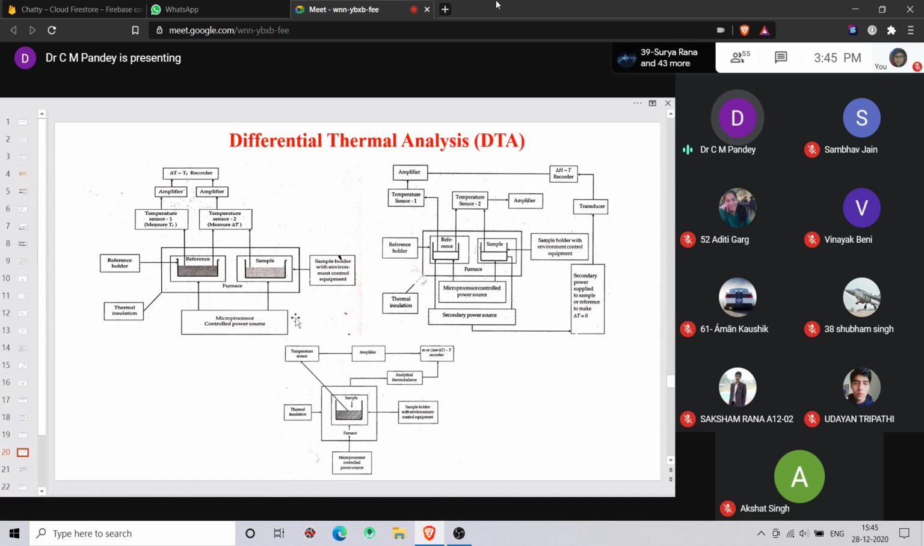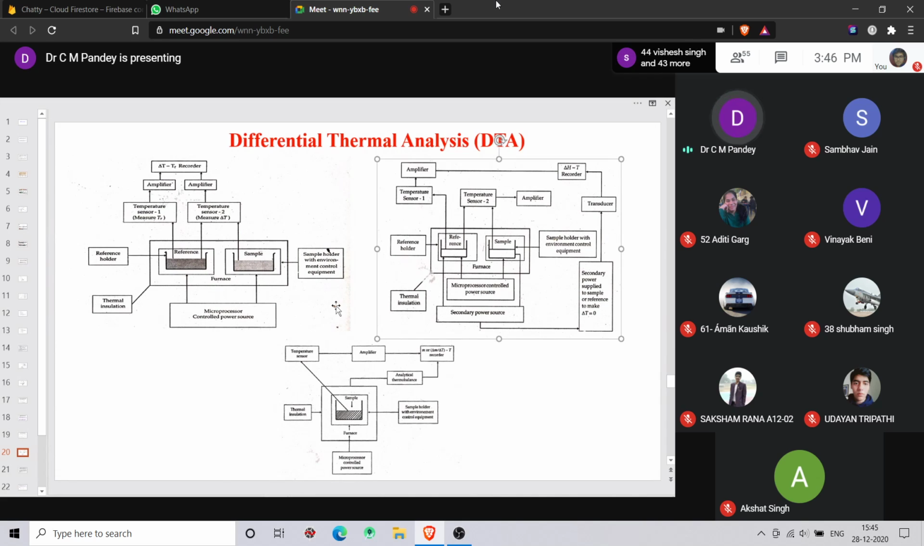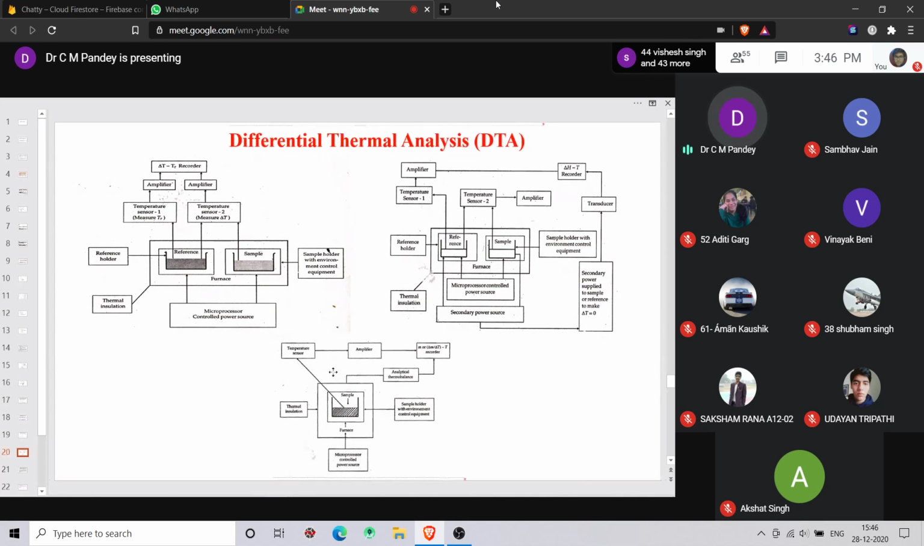What is the microprocessor control source here? What is the reference here? What is the sample pan? What is the reference in DSC? What is the sample pan? It consists of what? Platinum, aluminum rod. You have to make a short note on the instrumentation of DSC, DTA, and TGA, right? Clear, everyone?